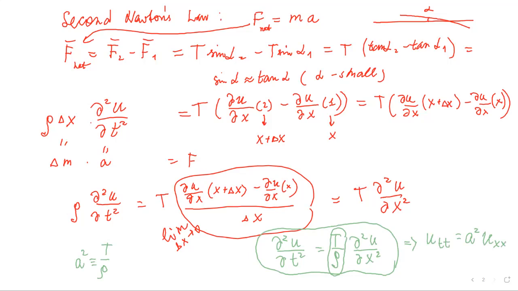The small indexes mean that you take the partial derivative by t twice, and the partial derivative by x twice. And this a square is just like a coefficient which depends on how strongly you stretch the string and how heavy the string is, which can be any number basically, depending on your abilities to load the string and make it heavy. Okay, so now I'm going to move to our next page and set up a problem which we are going to work on.